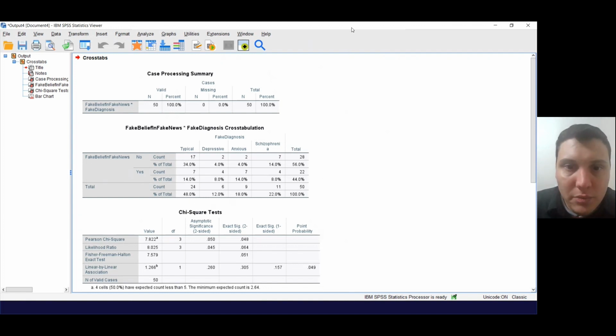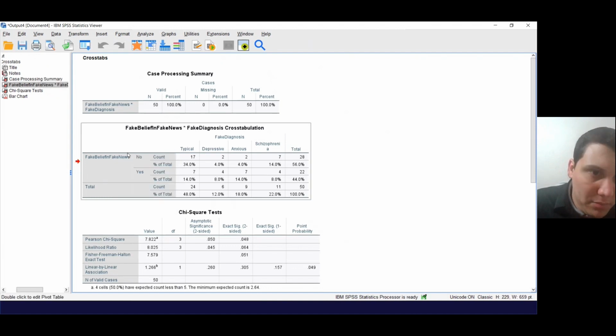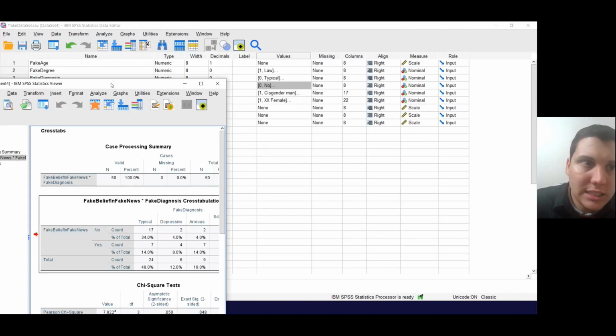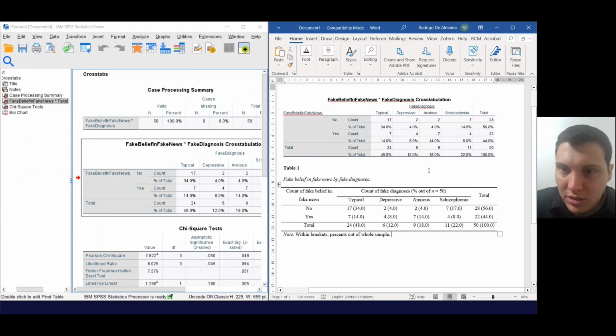Right. Now, how can we put that in Word and do APA style? We are prompted to just simply copy the table and place it in Word. Where's Word here? So let me just delete everything.